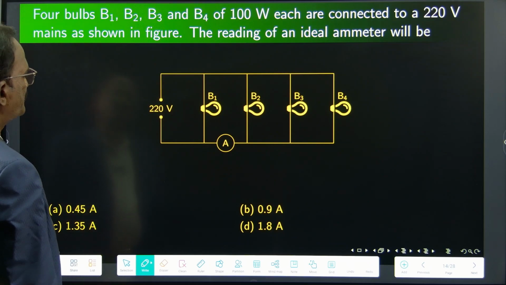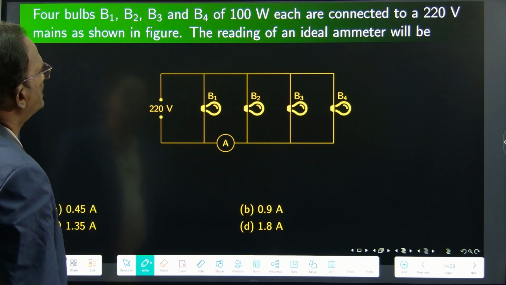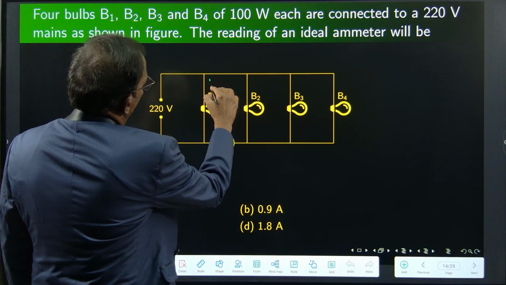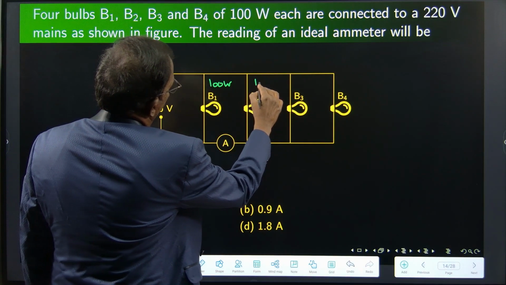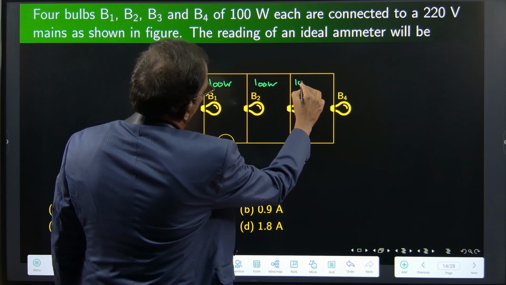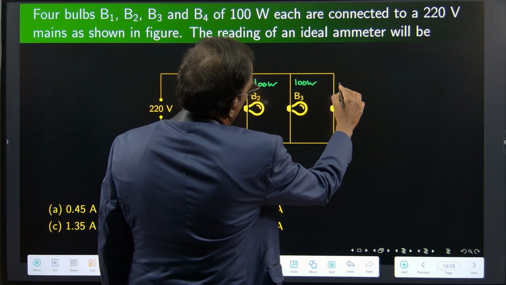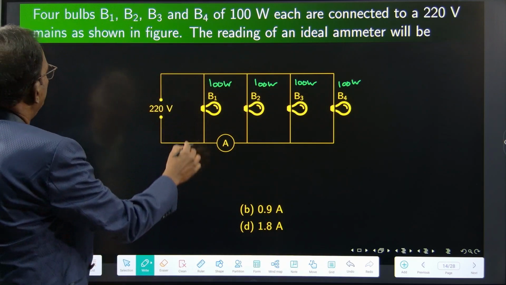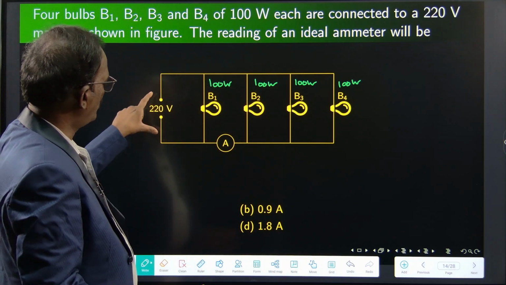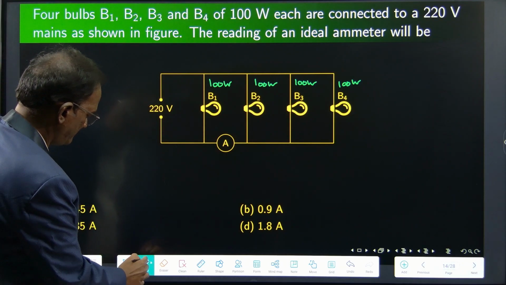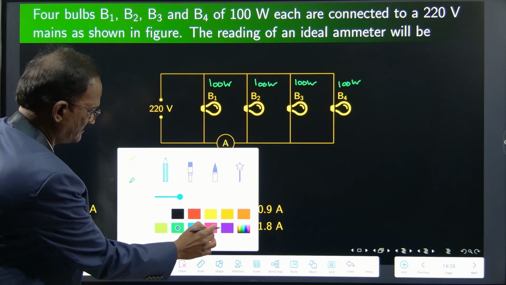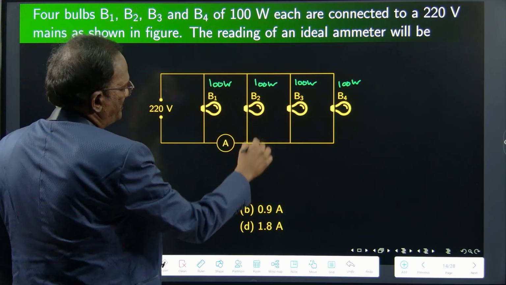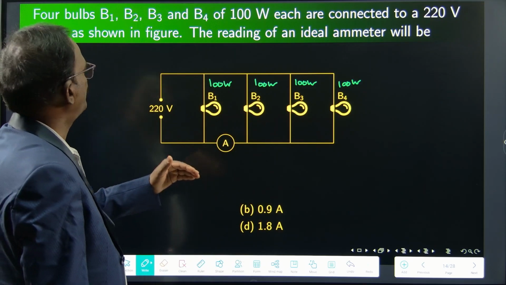Here 4 bulbs B1, B2, B3 and B4 of 100 watts each. Each rating is 100 watts, connected to 220 volt mains, right? So all are in parallel. All the bulbs are in parallel.